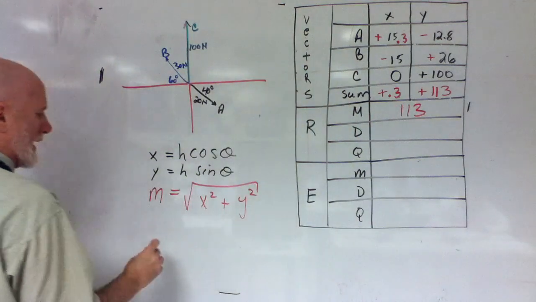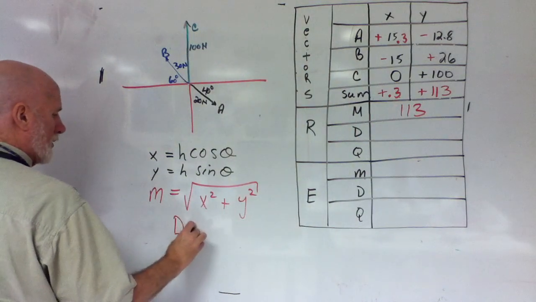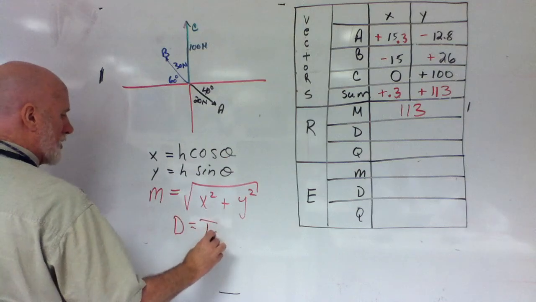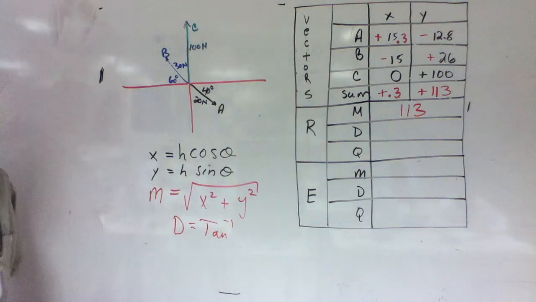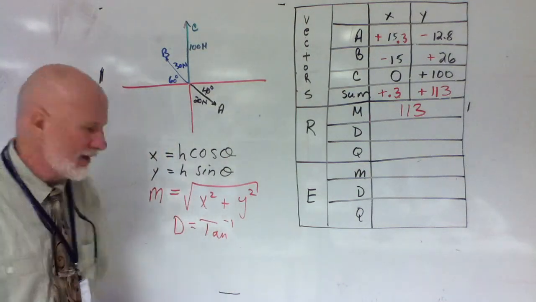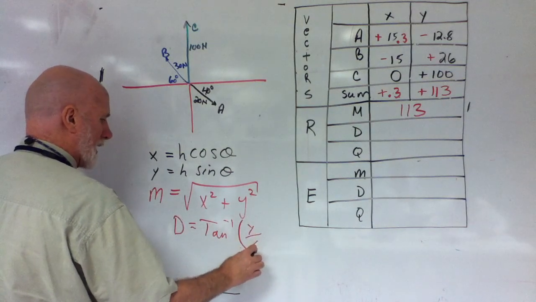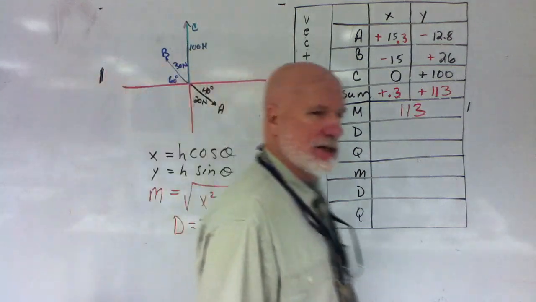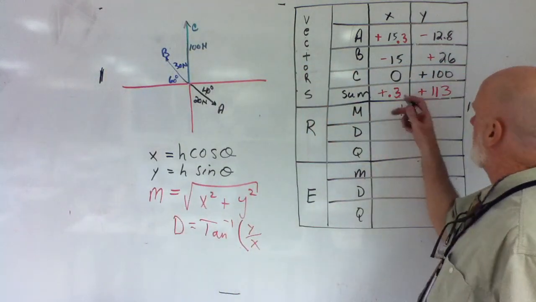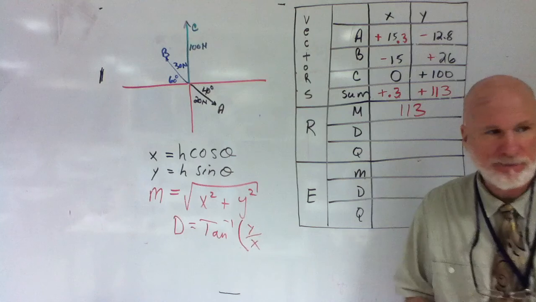So, what is going to be the direction? Am I still on camera right here? Direction equals tangent -1, which is arctangent, right? Arctangent y over x. Now, again, you don't need to put any negatives down if there are negatives. There aren't any negatives. Okay?